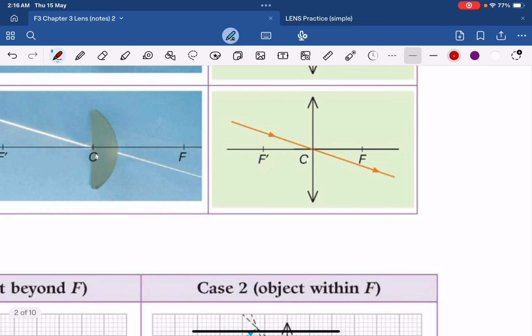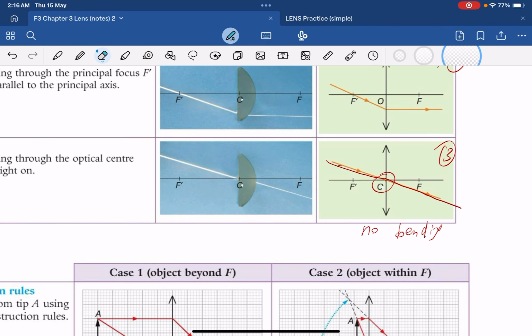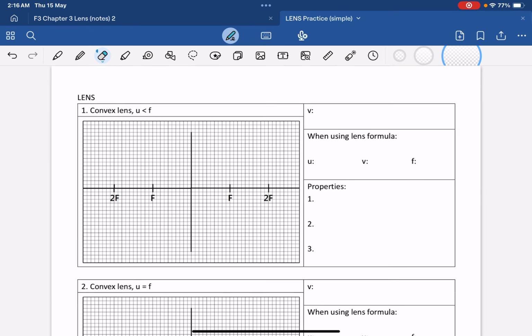And the last one, the third one: if a light ray points towards the center of the lens, you will also go straight. That means no bending, it is a straight line. Okay, now please remember that. Now we go to the most important point, that is to draw the ray diagram.